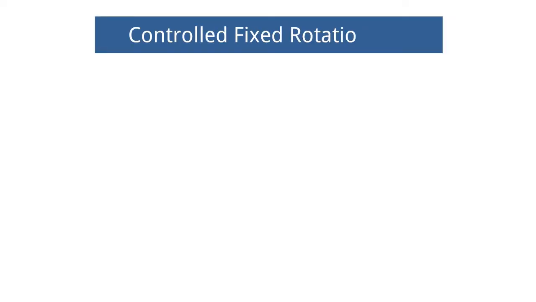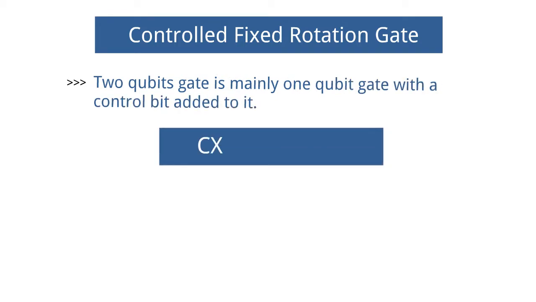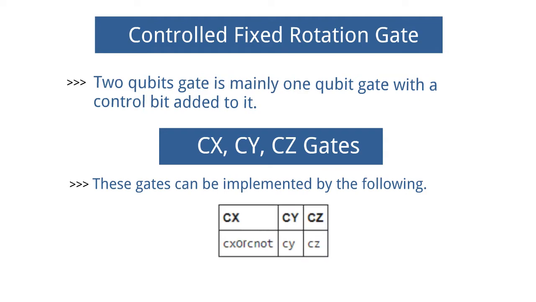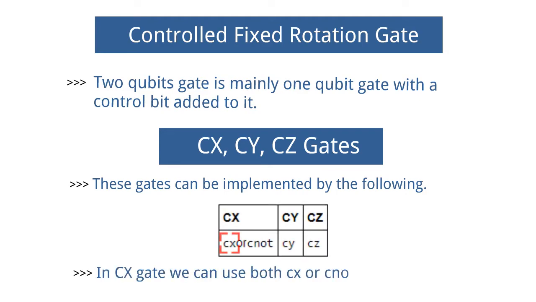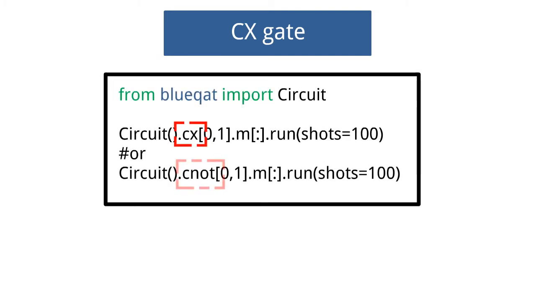Controlled fixed rotation gate. 2 qubits gate is mainly 1 qubit gate with a control bit added to it. CX, CY, CZ gates. These gates can be implemented by the following. In CX gate, we can use both CX or C0 keyword in the code.